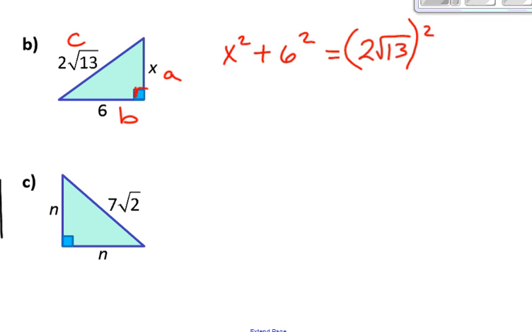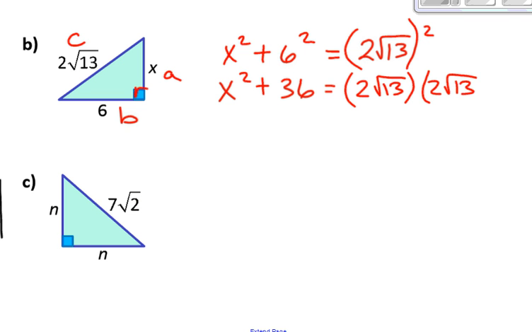Okay, so now X squared plus 6 squared, we cannot simplify that right now. Well, actually, sorry, 6 squared we can. So that's 36. All right, now when we get to 2 root 13 times 2 root 13, you can do this a couple of ways. You could write it out. So 2 root 13 squared is 2 root 13 times 2 root 13.